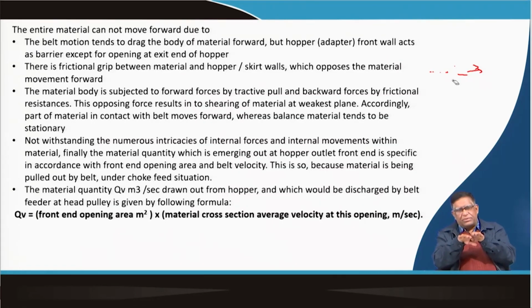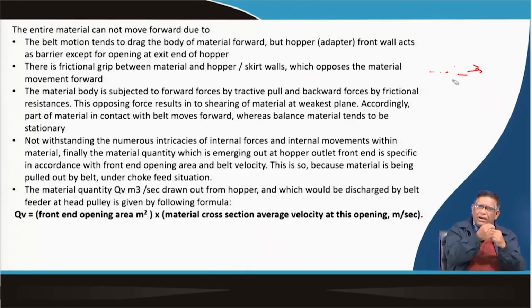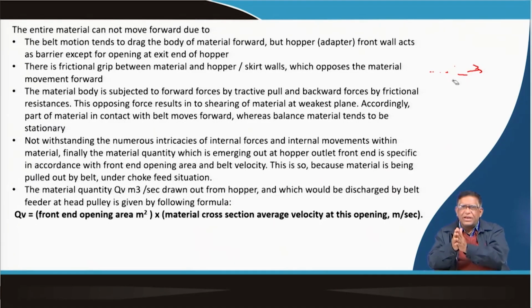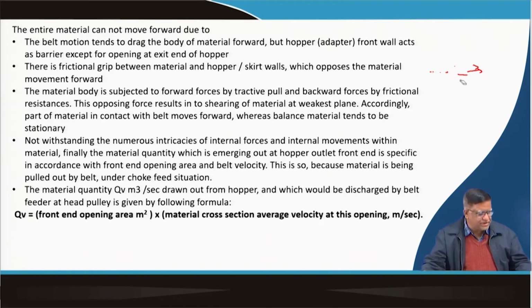When the belt is moving, it imparts velocity, because the material in touch with it moves at the velocity of the conveyor belt. Those in touch with the wall will not get that same velocity. So the material which goes out depends only on the front cross-sectional area and the speed of the belt at this touching point. This area and this speed give you the material flow.